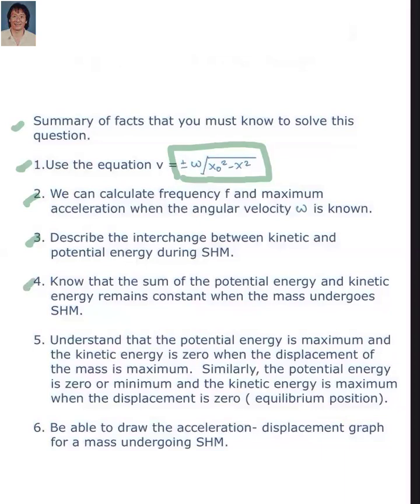Number 4, know that the sum of the potential energy and kinetic energy remains constant when the mass undergoes simple harmonic motion. Number 5, understand that the potential energy is maximum and the kinetic energy is 0 when the displacement of the mass is maximum. Similarly, the potential energy is 0 or minimum, and the kinetic energy is maximum when the displacement is 0. Displacement 0 means at equilibrium position. And then finally, you must be able to draw the acceleration-displacement graph for a mass undergoing simple harmonic motion.